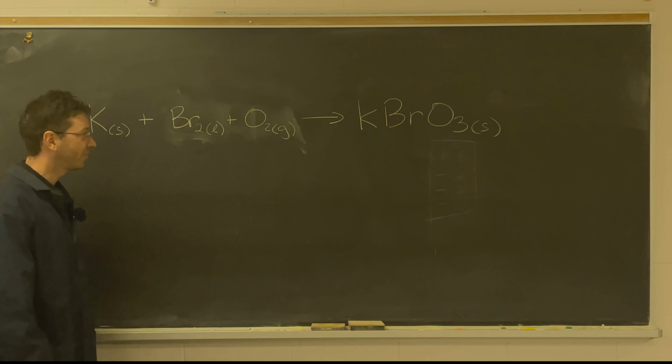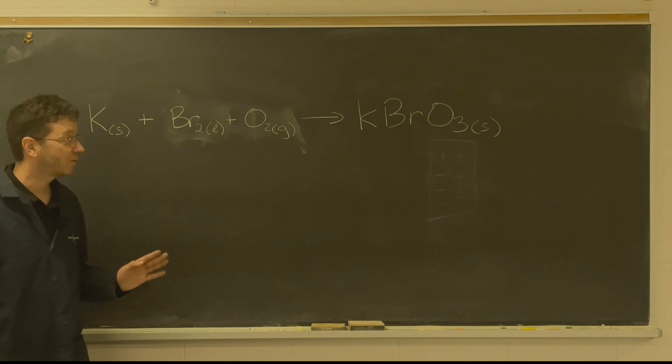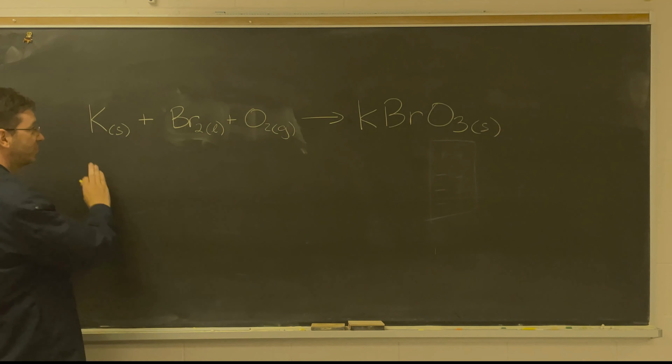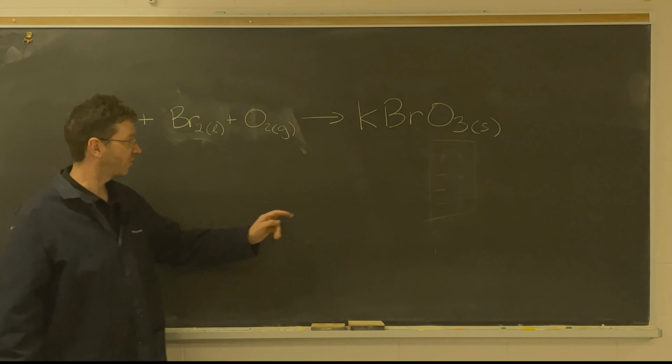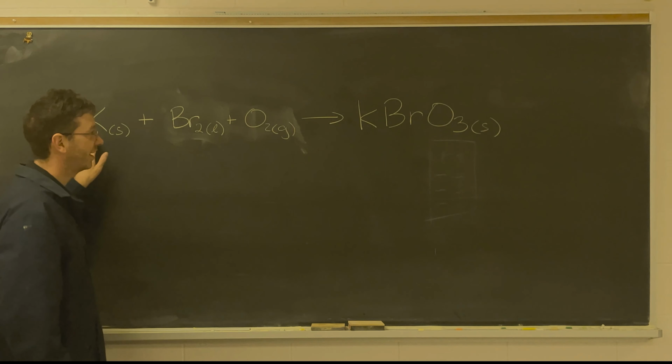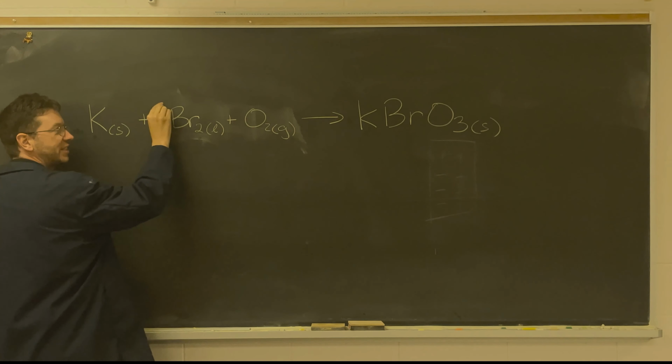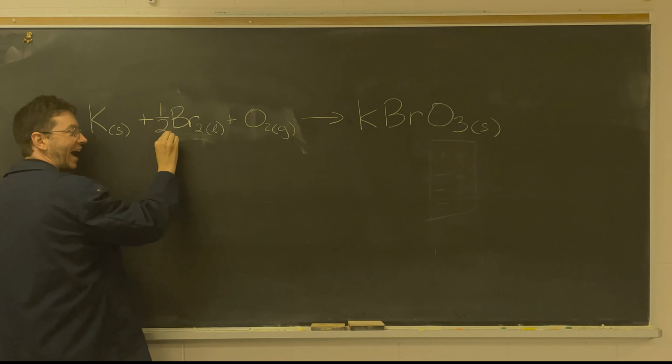also diatomic. Now we have to balance, but remember, we have to keep this coefficient as a 1. So potassium already works for us. 1 potassium, 1 here. Here we only have 1 bromine, so our coefficient needs to be 1/2.